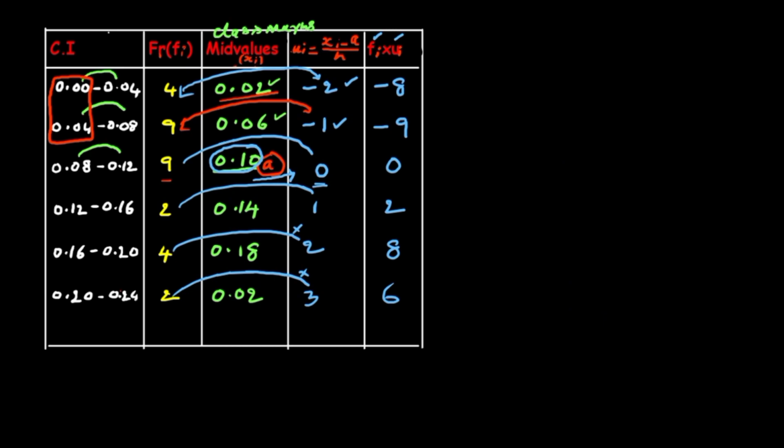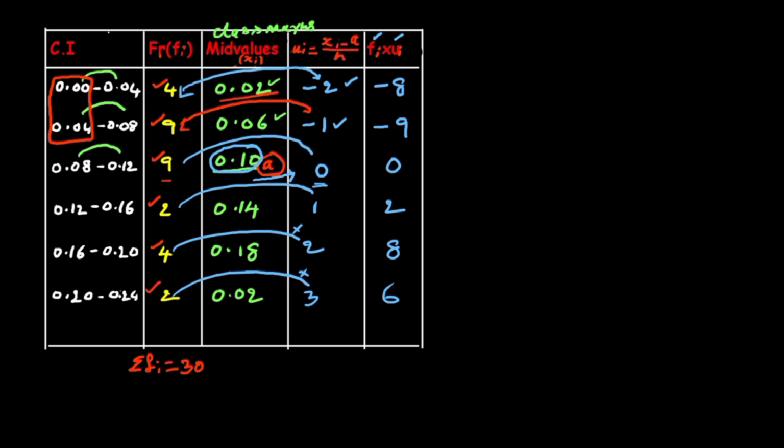Now what we do, immediately we should find the sum of frequency. The sum of frequency we can denote by sigma fi. So adding 4 plus 9, 13, 13 plus 9, 22 plus 2, 24 plus 2, 26 plus 2, 28, plus 2, 30. This is 30.